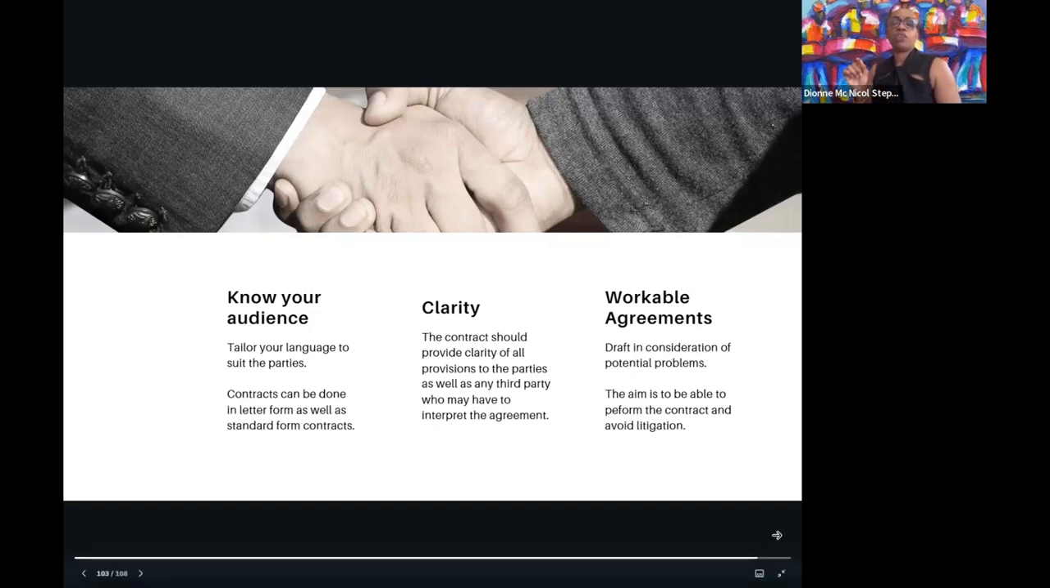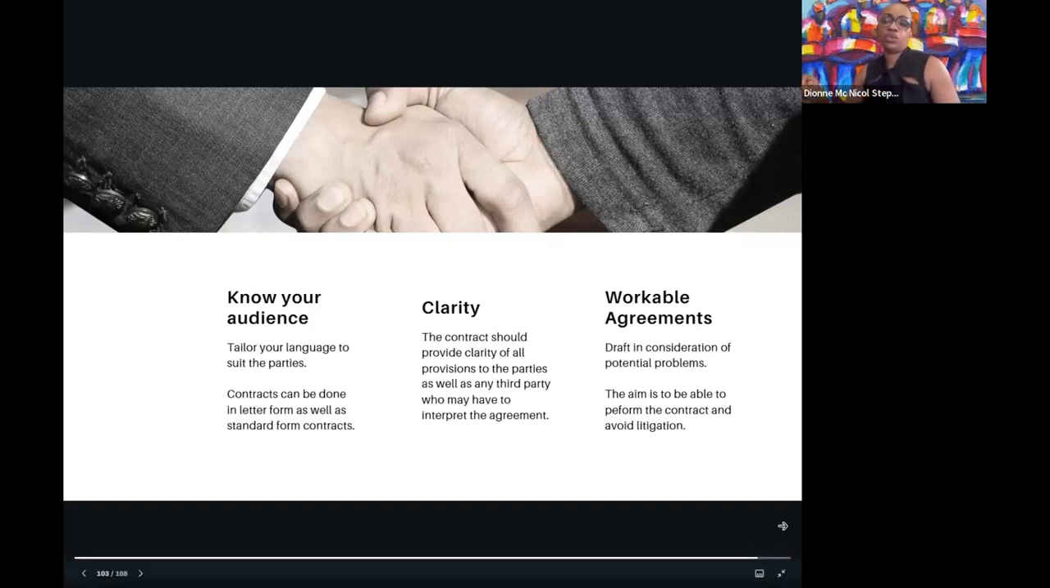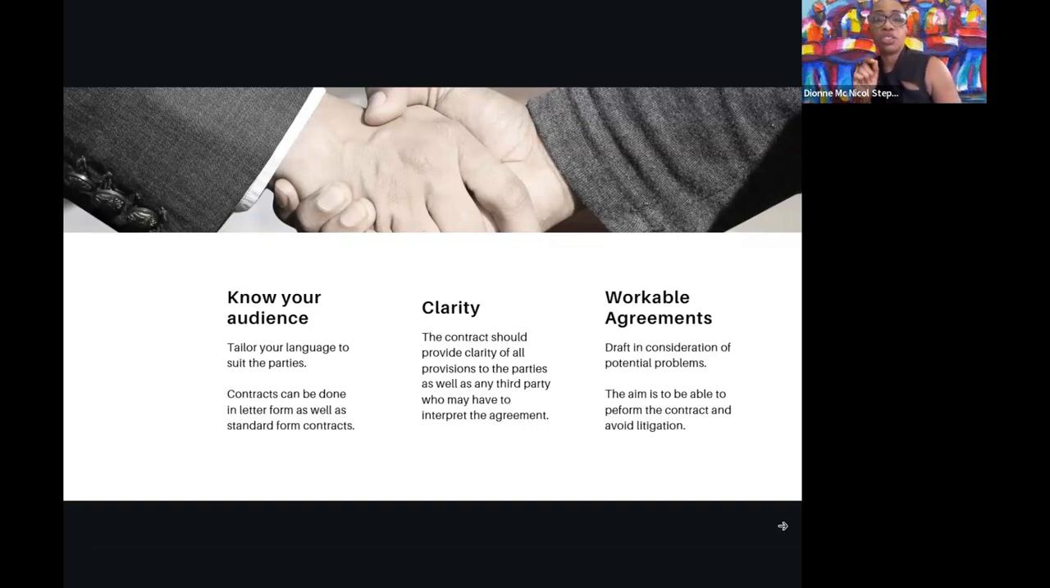Draft in consideration of potential problems. When you're thinking about it, what could potentially go wrong? And work backwards and engineer a contract to do that. The aim is to be able to perform the contract and avoid litigation.